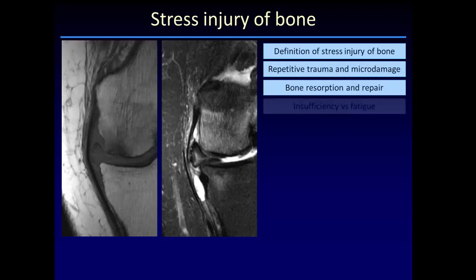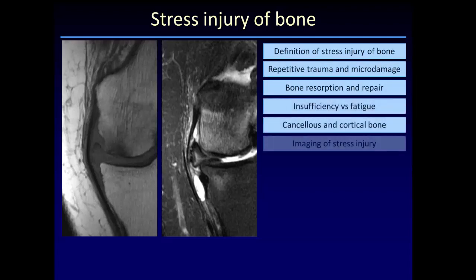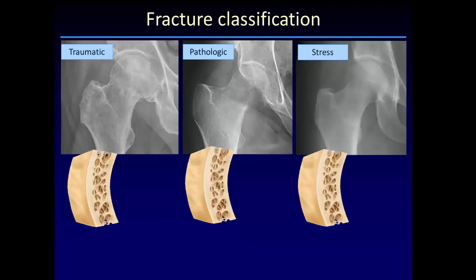My objectives in this talk are to define what a stress injury is, to talk about the different concepts of repetitive trauma and microdamage that lead to stress injury of bone. We'll talk a little bit about how bone repairs itself. I will define the differences for you between insufficiency and fatigue fractures, the biomechanical differences between cancellous and cortical bone, and then we'll focus on imaging, and I'll present an MR imaging classification that is widely used.